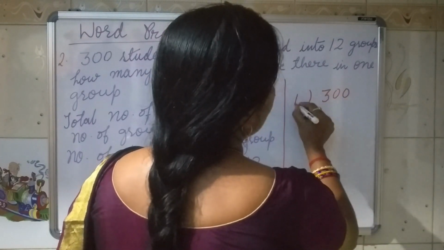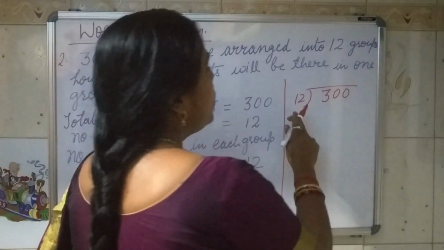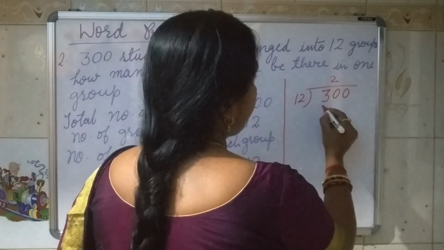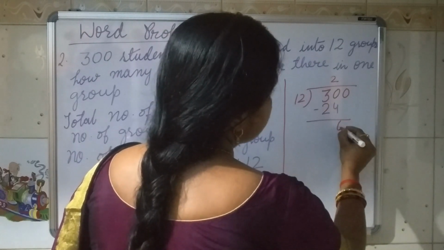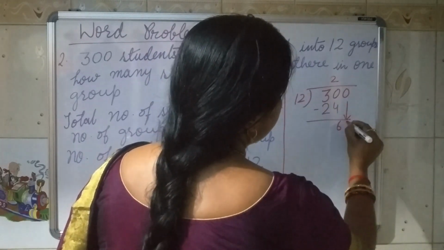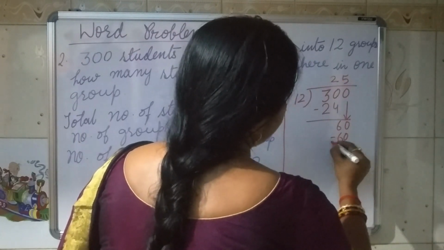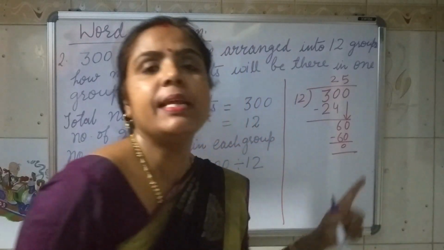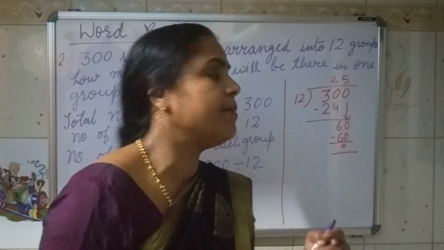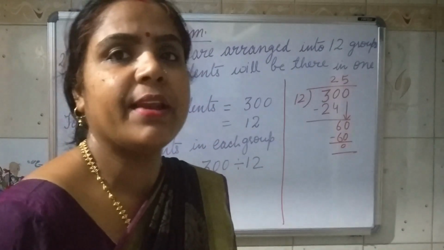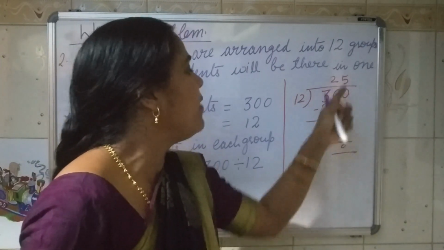divided by 12. You know the table of 12. So we will go for 12 twos are 24, minus, 30 minus 24 is 6. This 0 will come down. 12 fives are 60. You have seen, children, if you know the table, how easy it is to do. You don't have to go for another, different number. Simply you read the table and you can find the answer. So 12 twos are 24 and 12 fives are 60.